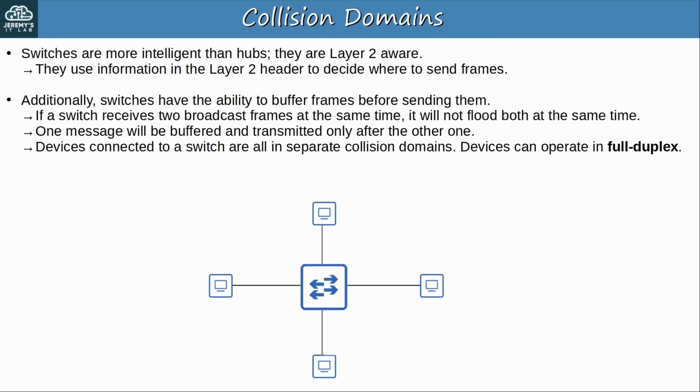Here's that same example topology as before, with a switch instead of a hub. 2 PCs send broadcast frames at the same time, and instead of causing collisions, 2 of the interfaces buffer the blue broadcast frame, and only forward it after forwarding the red one. So the switch has broken up the single large collision domain into 4 smaller ones, greatly increasing the efficiency of communications in the LAN.